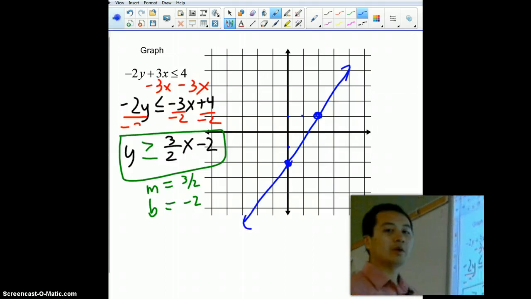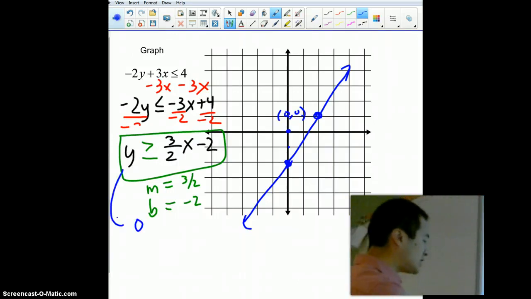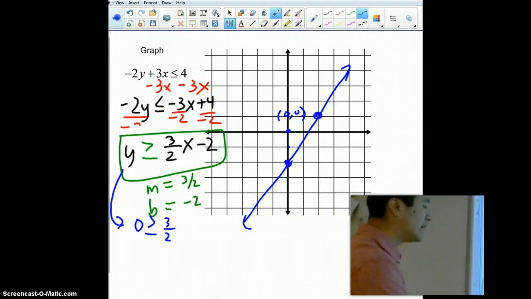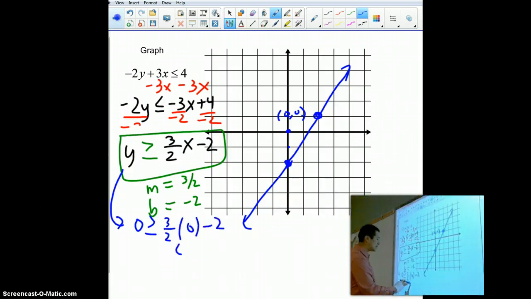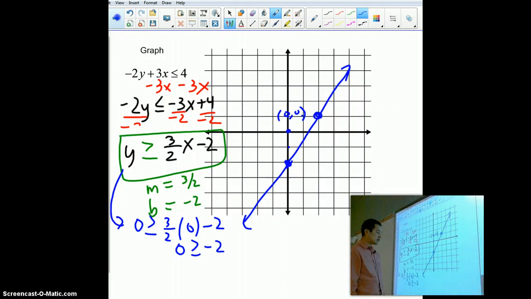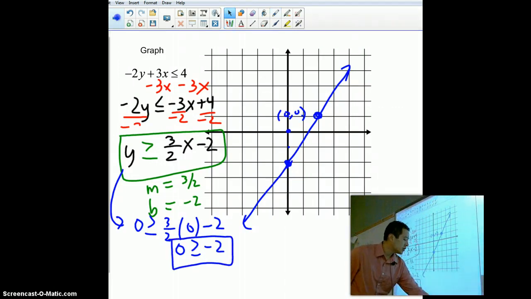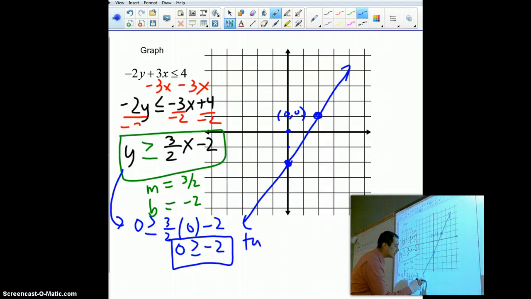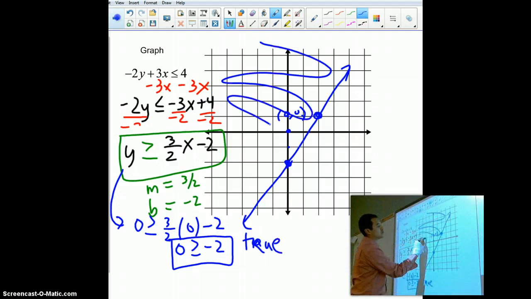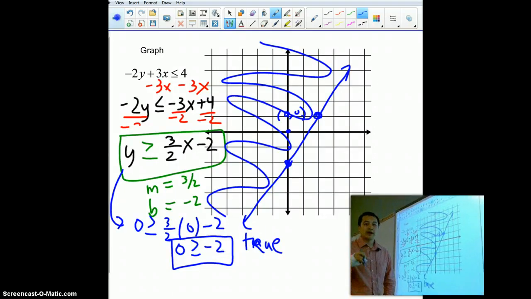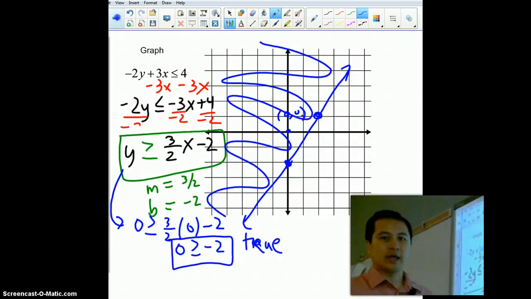Very good. So where do I graph, on top or bottom? I'm going to try a test point. I'm going to test once again 0, 0. Plug it in. 0 for y, 0 for x in this equation. 0 is greater than or equal to 3/2 times 0 minus 2. 0 is greater than or equal to negative 2. Is that true or false? This is actually a true statement. 0 is bigger than negative 2. So where am I going to shade? This is true, so Steve lives. We're going to shade on top where it's true. Very good. And that's how you graph a linear inequality.